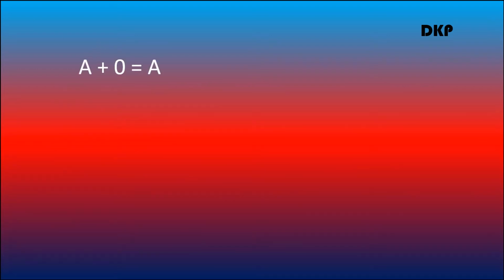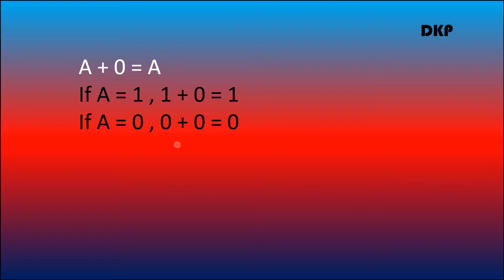Now coming to the laws, the first law is a plus 0 equal to a. That is, a is having two possibilities. Either it can take the value 1 or 0. Suppose you substitute the value 1 for a, that is if a is equal to 1, you will get 1 plus 0 which is equal to 1. Suppose if you substitute the value 0 for a, you will get 0 plus 0 is equal to 0. That means whatever values you substitute for a, you will get that value itself as the output. Therefore, a plus 0 is equal to a.